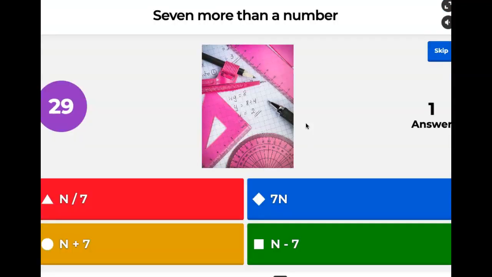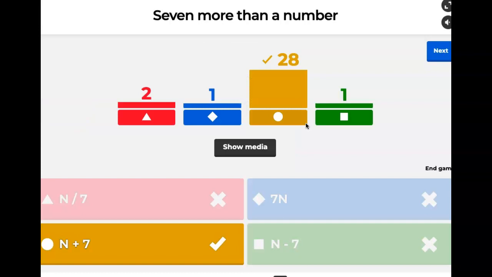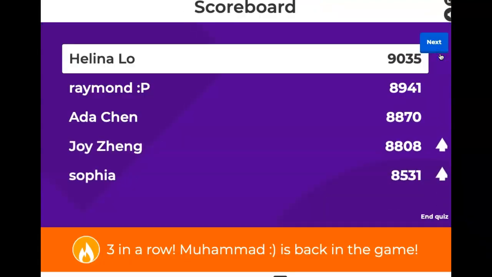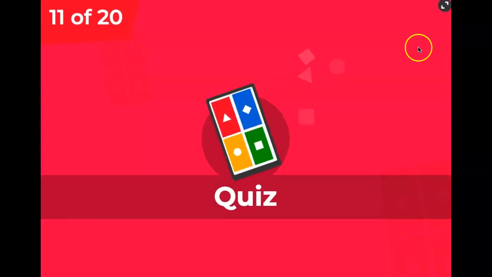7 more than a number. Don't make this wrong. I may have accidentally clicked something else. Oh boy, oh boy. Be careful, be careful. Alright, misclicking it because you guys want to be fast. So orange is the correct one. Because of the word than, we're switching the comparison of the first term to the second term. Alright, next question. Who is up? Helena's still there. Raymond is still on the same spot. 11.